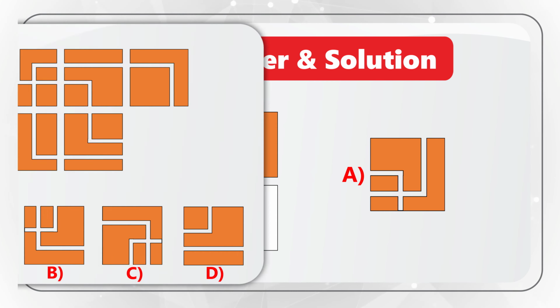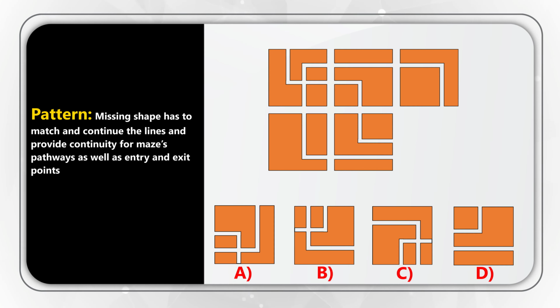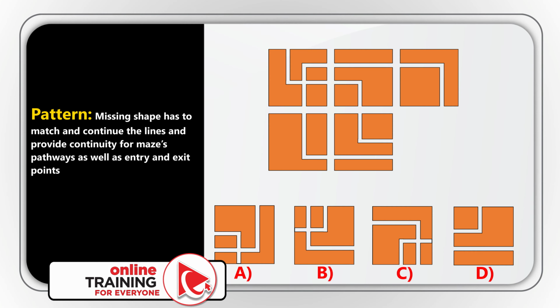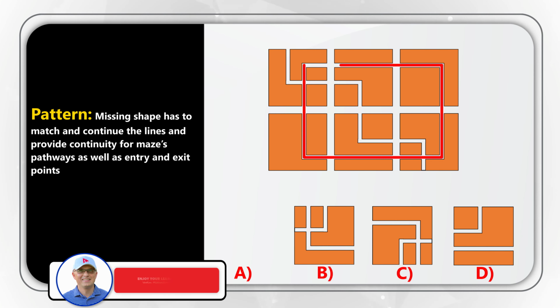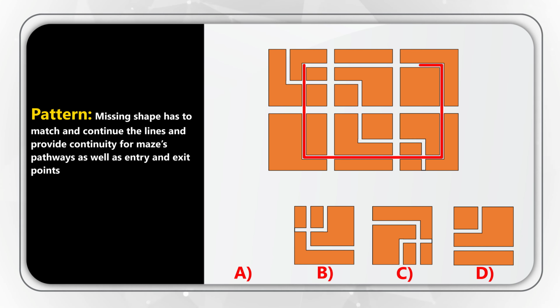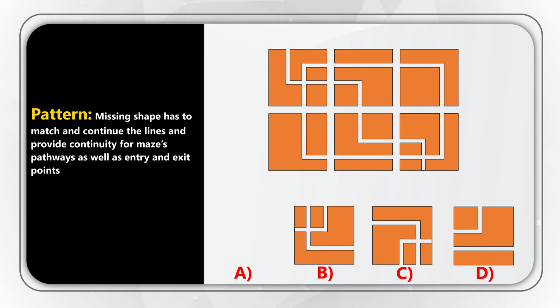But why? To build the correct maze, the missing shape has to match and continue the lines, as well as provide the continuity for the maze's pathways, as well as exit and entry points. Once we put shape A in place, you can see that we can continue the pathway from top to the bottom, and then continue the horizontal pathways from left to right on both the middle pathway, as well as the most bottom pathway. You can also see that the built maze has the entry point on the top left, as well as the exit point on the bottom right, even though they could be used interchangeably.